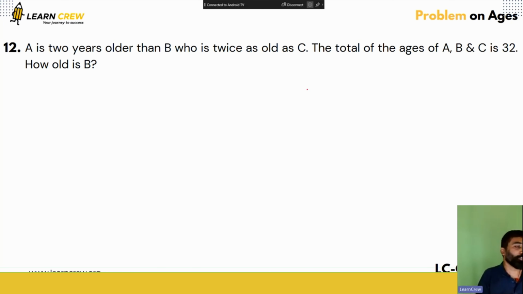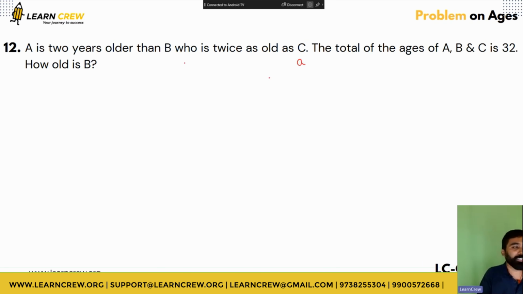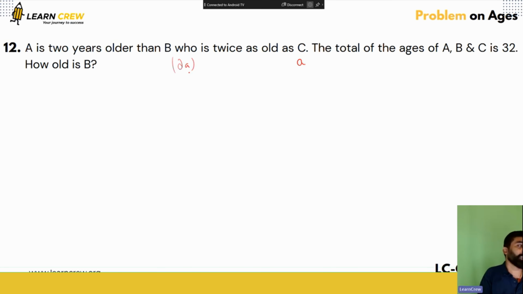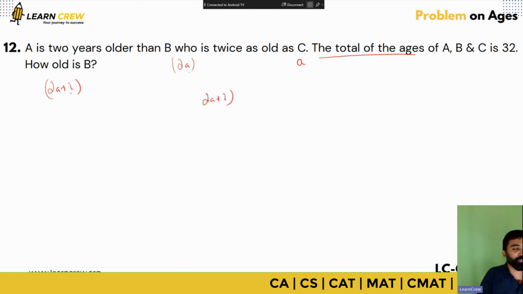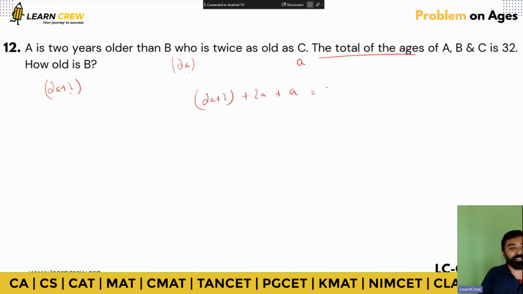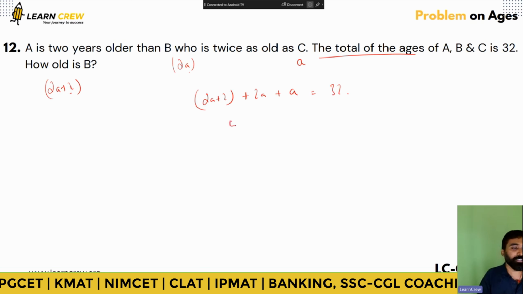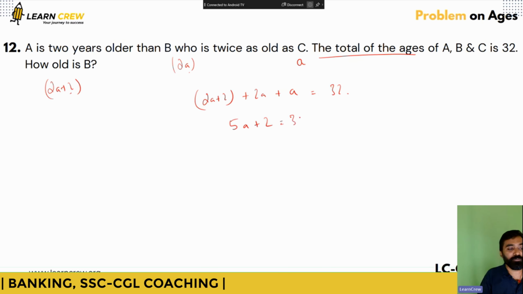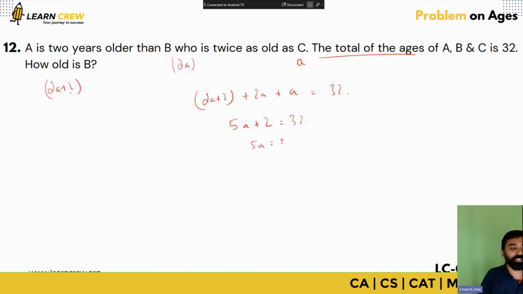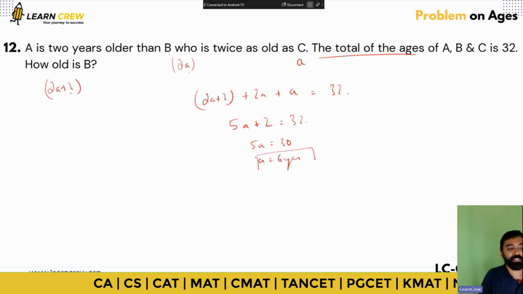Okay. A is 2 years older than B, who is twice as old as C. We do not know the age of C, so we'll take it as A. And B is going to be twice as old as C. That is nothing but 2A. So A is going to be 2 years older than B, which means 2A plus 2. Now they are telling us the total of the ages A plus B plus C is 32. So 2A plus 2 plus 2A plus A is equal to 32. It can be written as 5A plus 2 equals 32, or 5A equals 30. A is equal to 6 years.